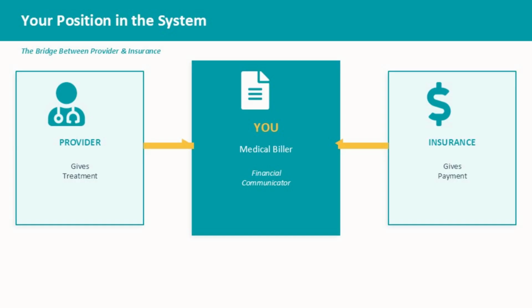Before we go into steps, understand your position in the system. You are the bridge between the provider and the insurance company. The provider gives treatment, the insurance company gives payment. But both of them cannot communicate directly in a structured way. You are the one who connects them. You take information from the provider, convert it into a claim, send it to the insurance company, make sure payment comes back. So you are managing the financial communication. If you do your job correctly, the provider gets paid smoothly. If you make mistakes, payments get delayed or denied. That is why your role is so important.